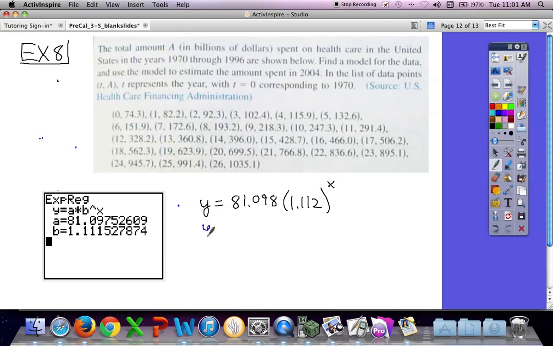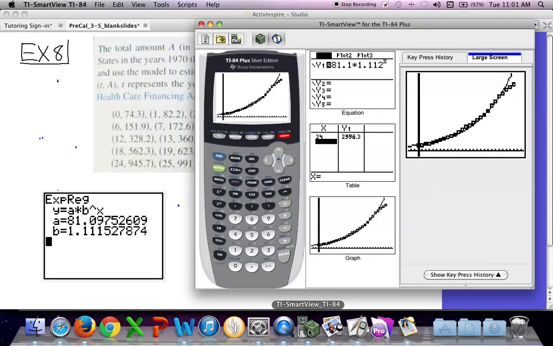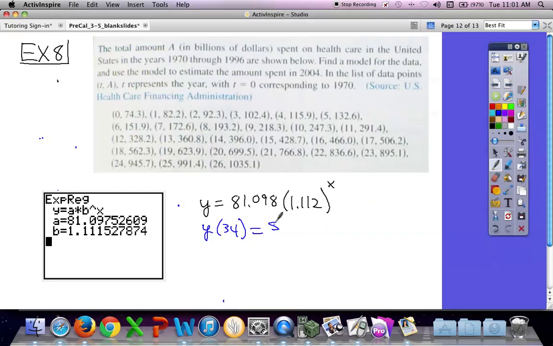So y of 34 equals, and we just said 2,996. So that is 2.996 trillion.